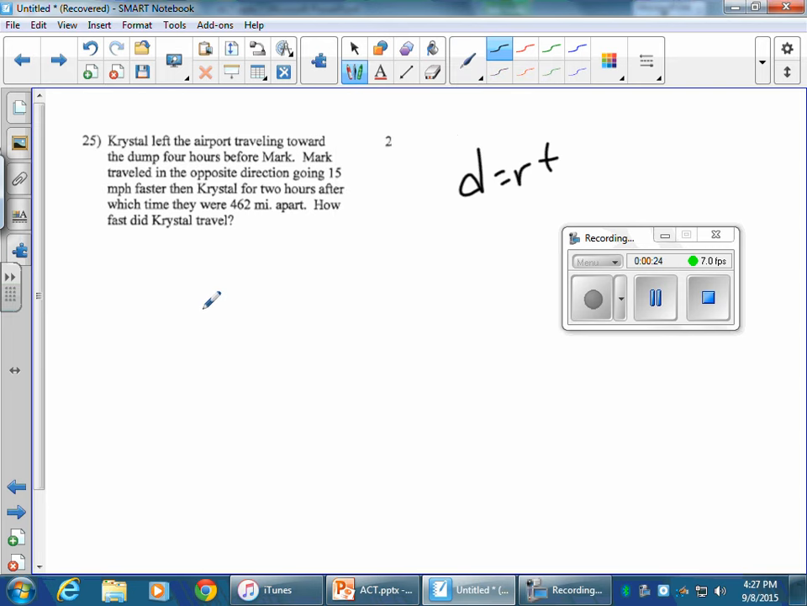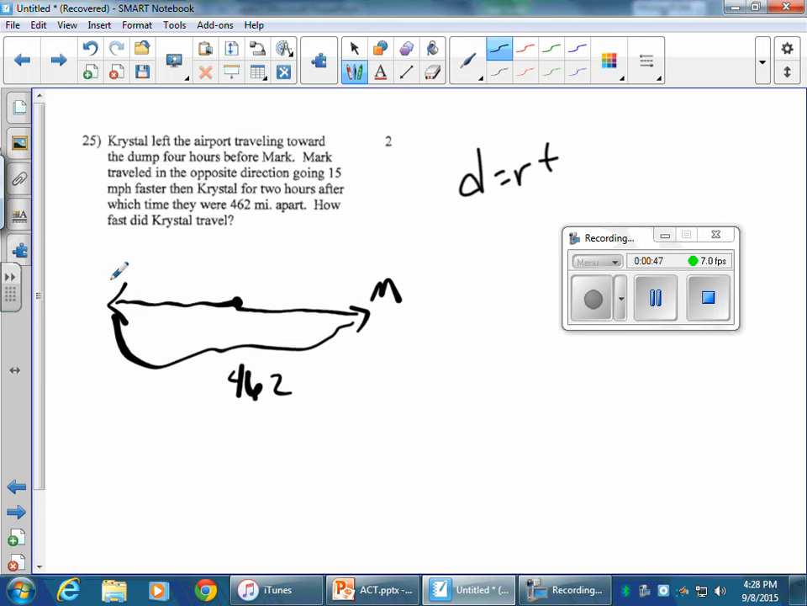Okay, Crystal left the airport traveling toward the dump 4 hours before Mark. So here they are at the airport. Crystal's going to go this way towards the dump. Mark traveled in the opposite direction, going 15 miles per hour faster than Crystal for 2 hours, after which time they were 462 miles apart. So at some point in time, they're 462 miles apart. Mark's here, Crystal is here.